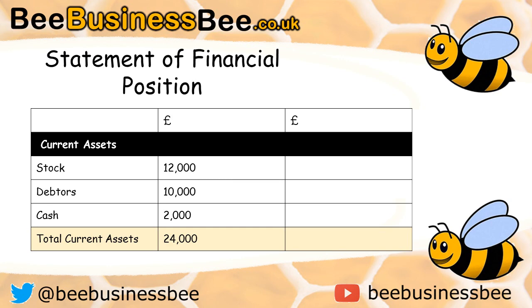Now your current assets are things like stock, remember, debtors, so people who owe you money, or remember what we said before, trade receivables, and cash in the bank. And those are your current assets. So that's all the money that you could get in from your business within 1 year if you were to sell it off really quickly.